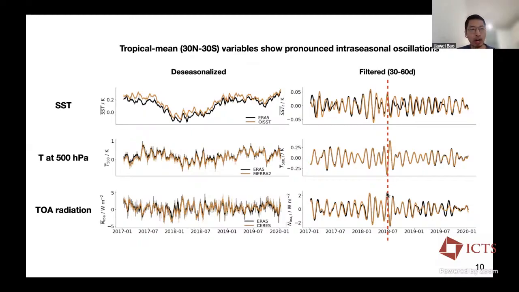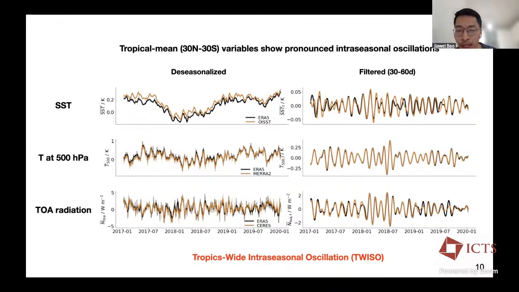Another thing is that the oscillations that we see here exist in a lot of variables. It's not just limited to these three variables. And because of its abundant existence, the widespread signal, we name this oscillation the tropics-wide intra-seasonal oscillation, with the acronym TIFR. And in the next few slides, I'm going to try to understand the relationships across these three variables.